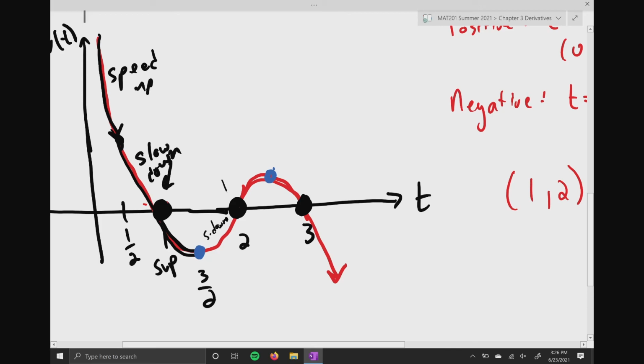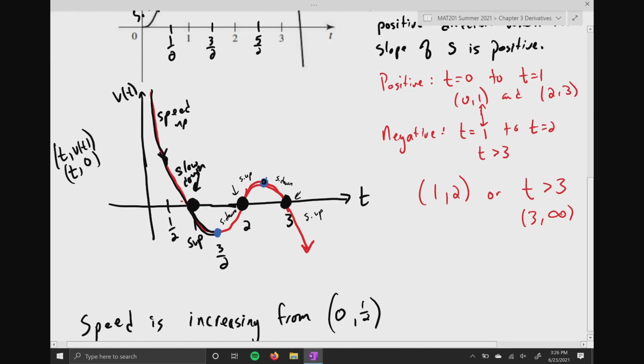We're slowing down. We hit that horizontal tangent right there. Now we're speeding up again. We hit the horizontal tangent. Now we're slowing down. We hit that horizontal tangent one more time. And then afterwards, we're just speeding up because velocity and acceleration are in the same direction.